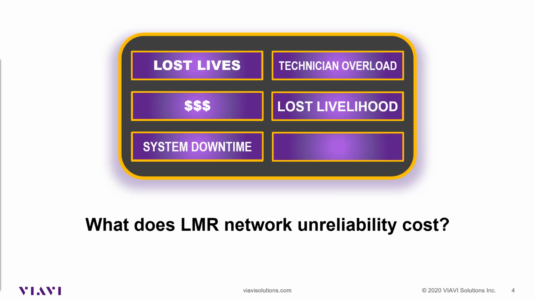Lost livelihood. So I talk about lost lives, and of course, obviously, we don't want anybody to lose their life due to an inability to communicate with supervisors, with dispatch, with other coworkers, that sort of thing. And so, we always consider those mission critical communication systems to be important. We always say, well, those are of the utmost importance. We've got to keep those up and running because someone's life is depending on it.